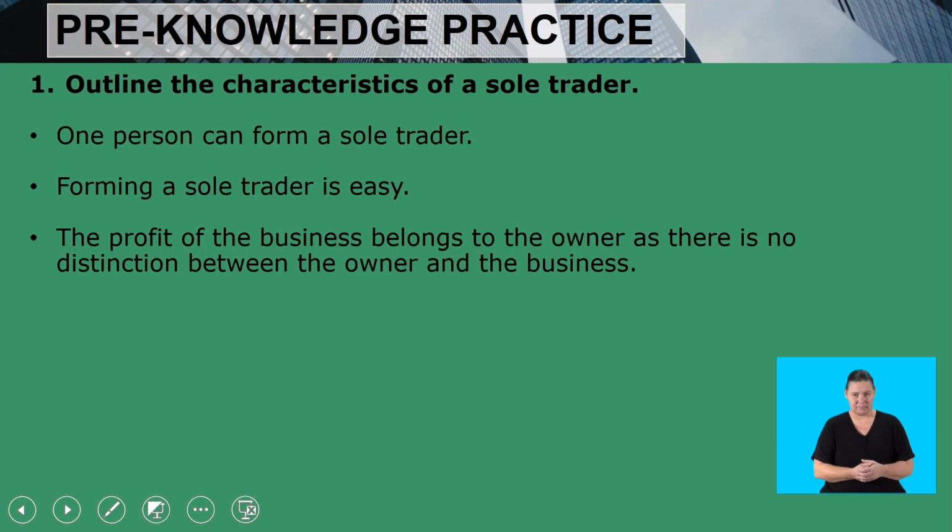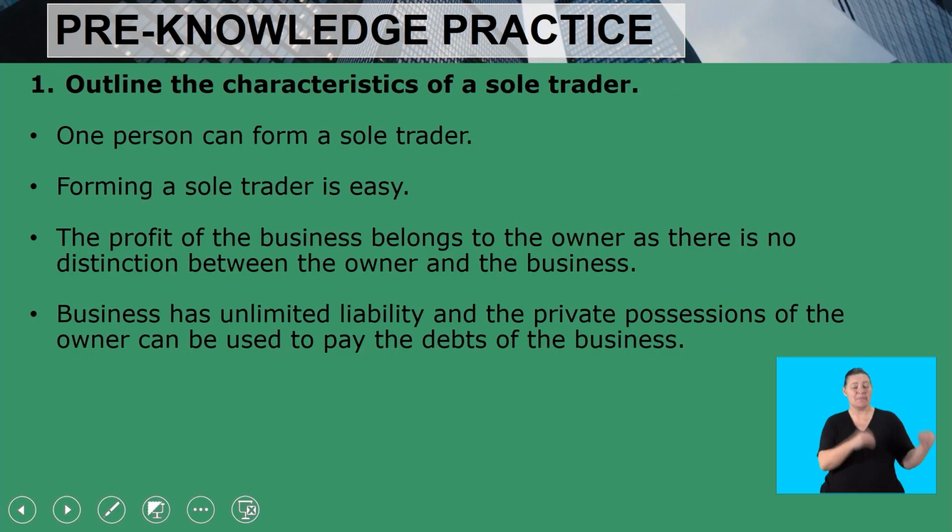The profit of the business belongs to the owner, as there is no distinction between the owner and the business. So all profits that are made in a sole trader business belong to the owner alone, because there's no separation between the owner and the business. It's only one person who owns a business, so all profits belong to the owner.